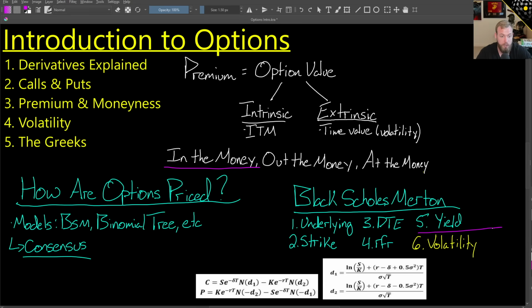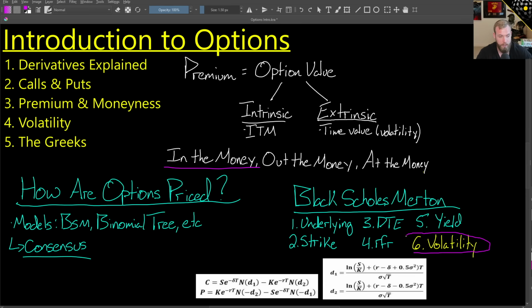Then we have the yield if the underlying pays a dividend. This is really going to impact the calls a bit more, but it also impacts the puts because when something pays out a dividend, we know it drops by the dividend. So the original Black-Scholes Merton model didn't include dividend, but we've adapted it since to include it. But yeah, it's just for your consumption.